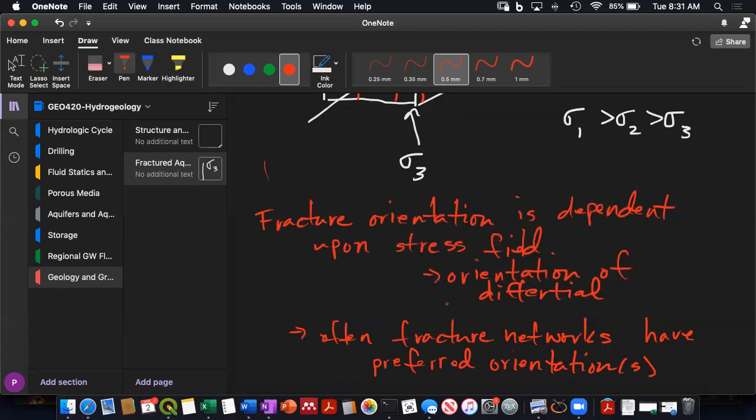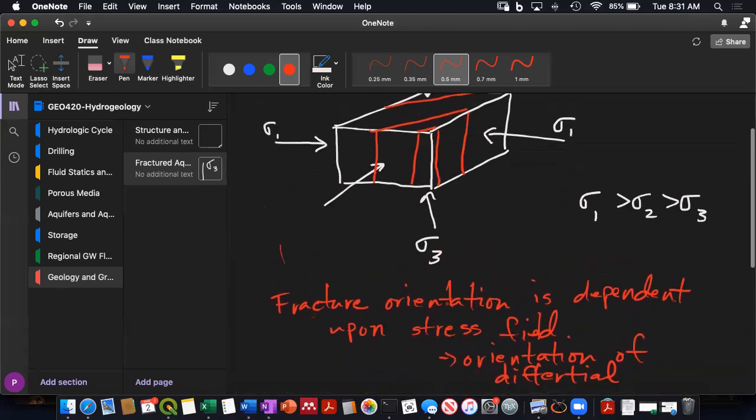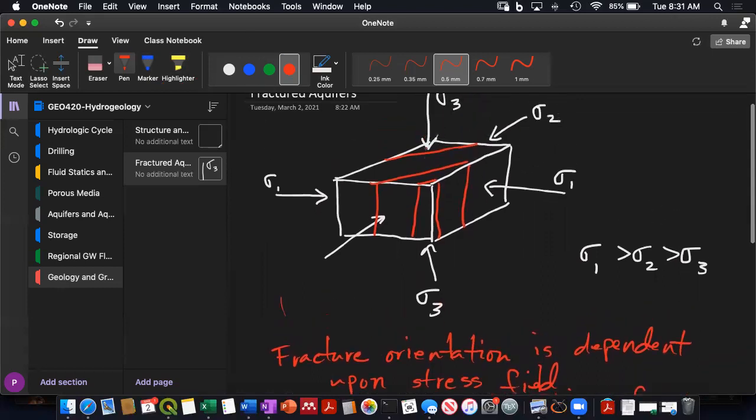Oftentimes they'll be sub-parallel. So here, if I took one block and subjected it to a single stress field and the rock was fairly homogeneous, I would end up with pretty uniform sub-parallel fractures along a given orientation.